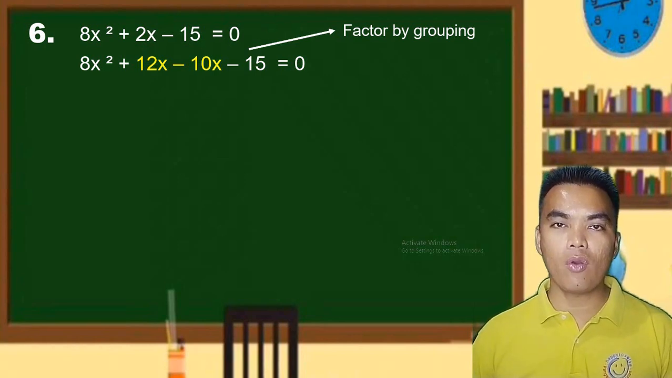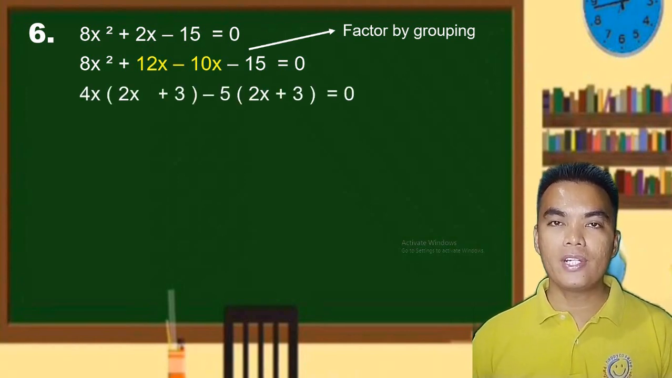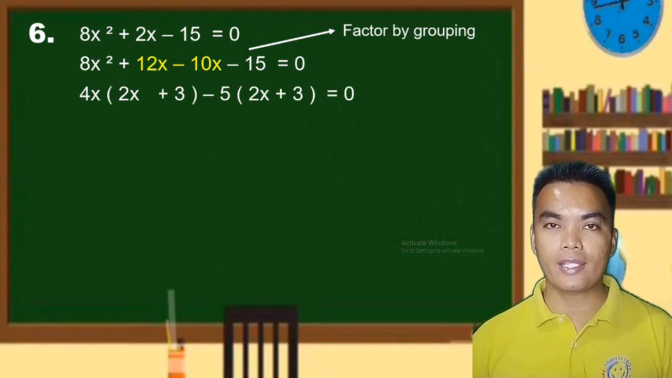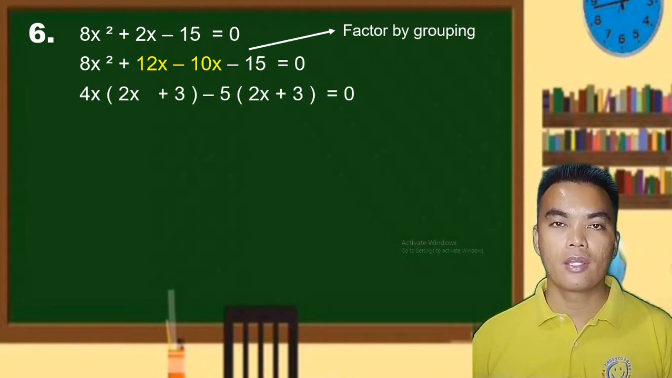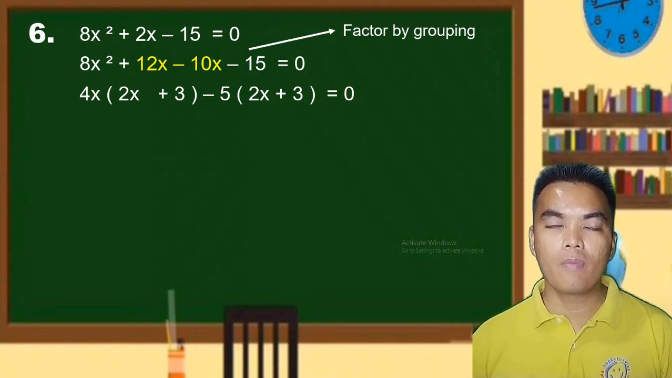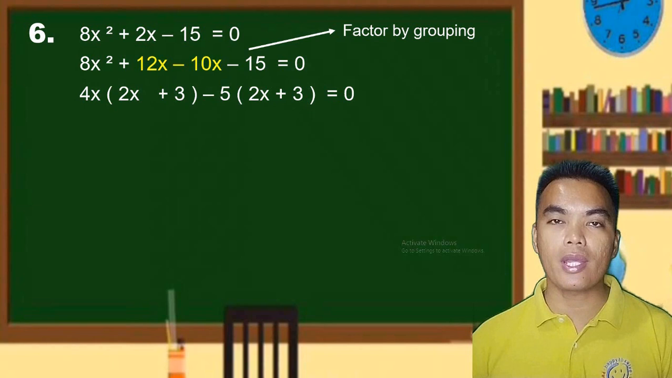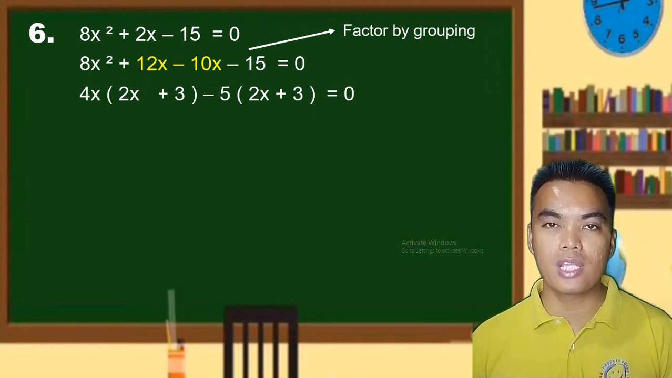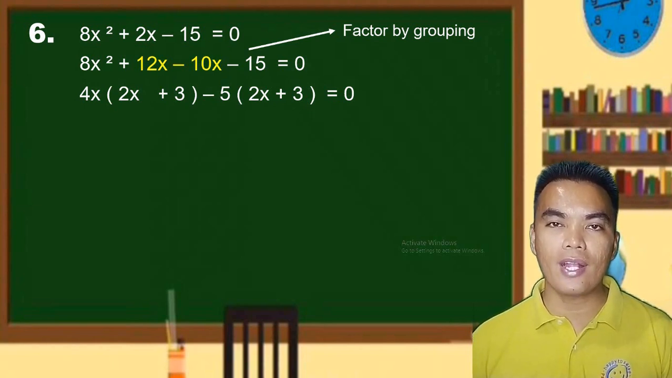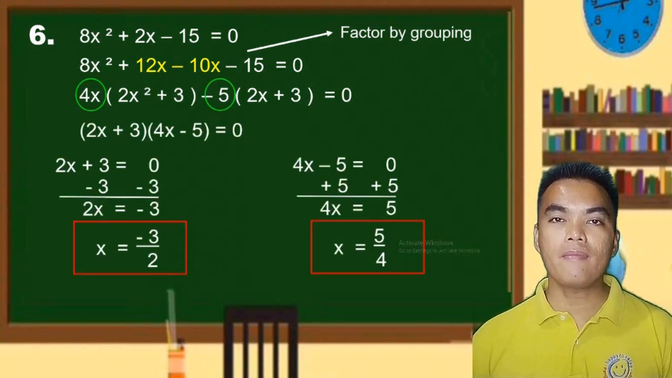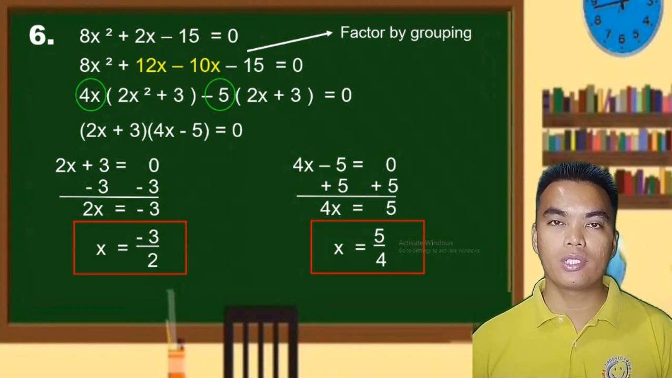So we have 8x² + 12x - 10x - 15 = 0. We can get the common monomial factor of the first two terms, which is 4x. So we have 4x(2x + 3), minus the common factor of -10x and -15, which is 5. So -5(2x + 3) = 0. We can now get the value of x from the factors (2x + 3)(4x - 5) = 0. So we will equate these two terms.